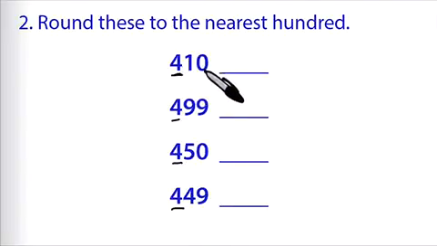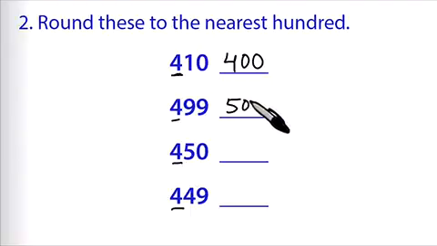So in this case, with 410, 1 is definitely less than 5. So that means we round down. So 410 rounds down to 400. 499, we look at this digit right here, and that's a 9, and that's definitely 5 or greater. So that means we round up. So 499 rounds up to 500. 450, we look at this digit right here, and it's a 5, and any digit 5 or greater means we round up. So 450 rounds up to 500 as well.